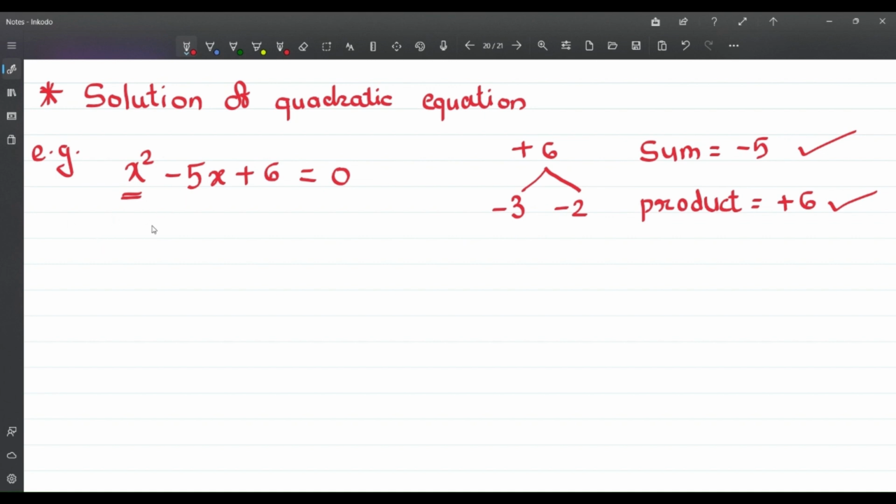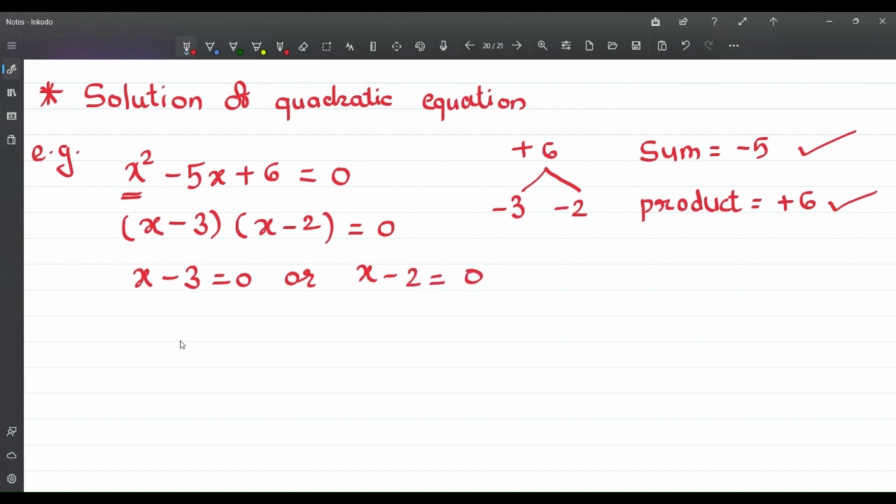of this equation. So, we'll write this as x minus 3, x minus 2 is equal to 0. Then, if this whole expression is equal to 0, it means either the first factor, that is x minus 3, is equal to 0, or the second factor, that is x minus 2, is equal to 0. Then we have to find the value of x. This minus 3 becomes plus 3 on the other side, therefore x is equal to 3 or x is equal to 2.